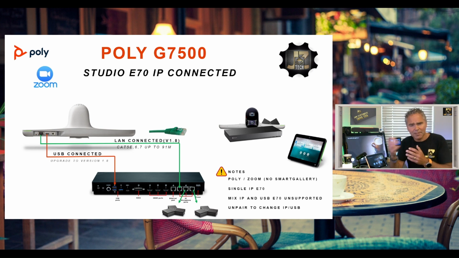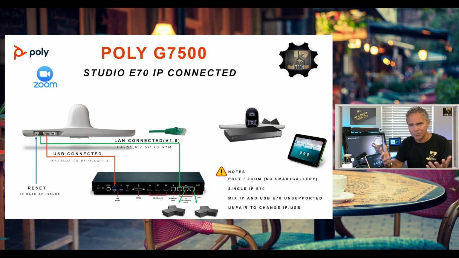So I will show how that looks in the web UI. But if you want to go back from IP to USB, you need to make sure you unpair it. If you unpair it, it will enable the USB cable again. Just be aware of that. But I will walk through it all.